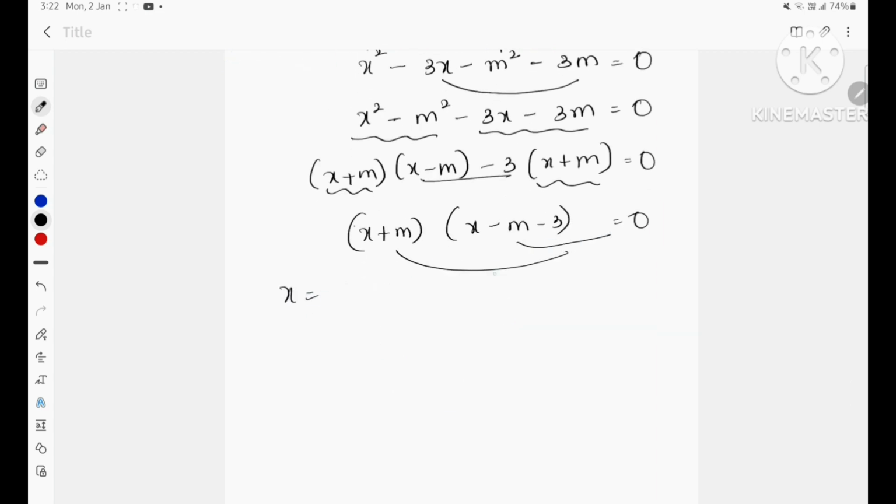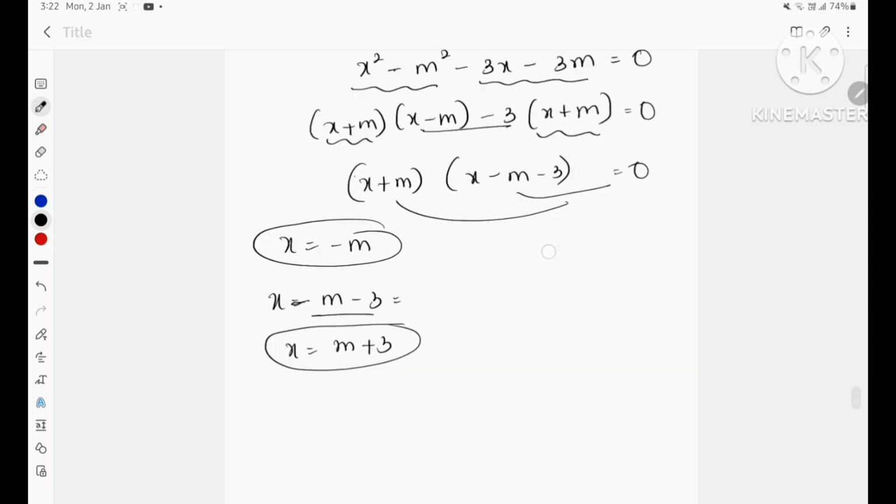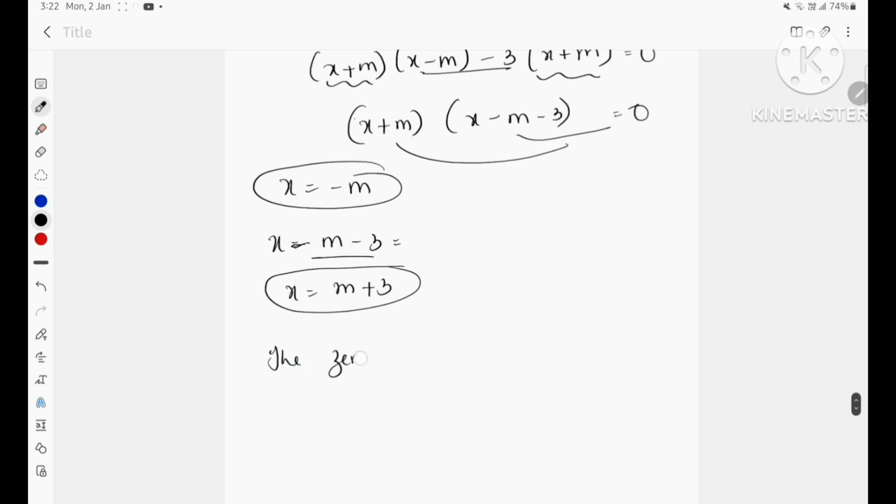So x will be equal to, now both of those expressions are equated to 0, so hence the value of x will be equal to minus m. So the other value will be, if you take m and 3 to the other side, it will be m plus 3. So the two zeros are minus m and m plus 3.